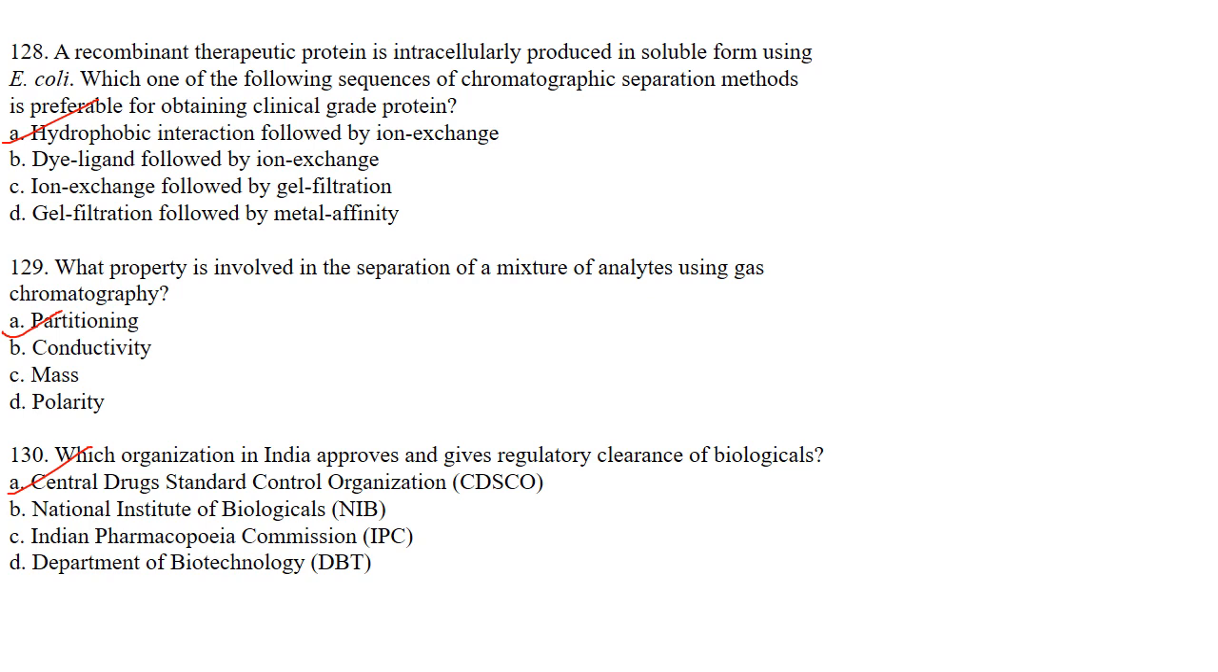Then next one. A recombinant therapeutic protein is intracellularly produced in soluble form using E. coli. Which one of the following sequences of chromatographic separation methods is preferable for obtaining clinical grade protein? Now they have told it is a soluble protein, so we can go for hydrophobic interaction chromatography. Hydrophobic interaction chromatography is often used in combination with techniques such as ion exchange or gel filtration chromatography. So the answer here is option A, hydrophobic interaction followed by ion exchange.